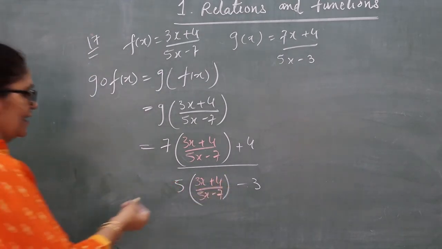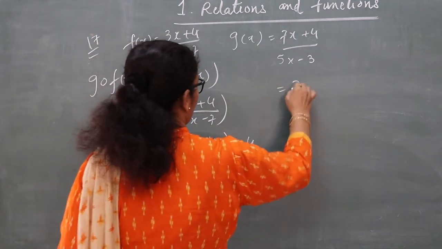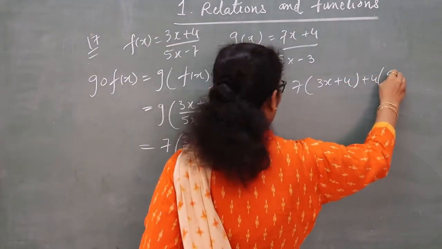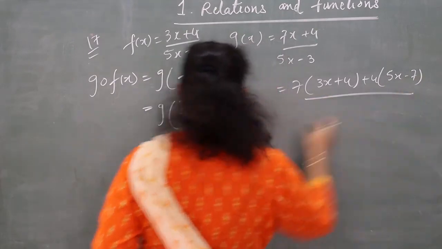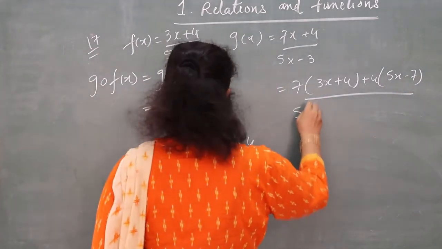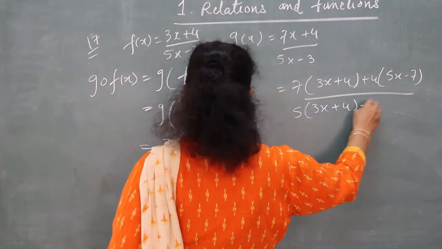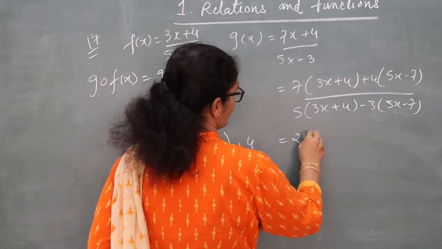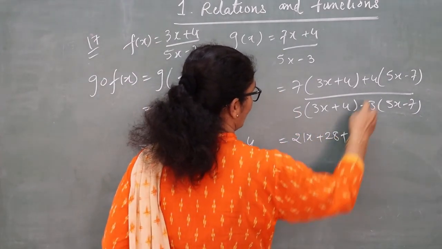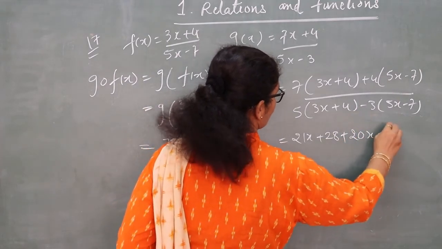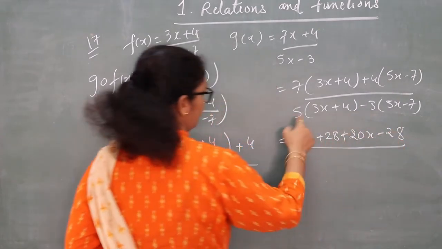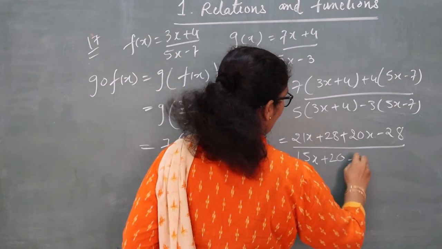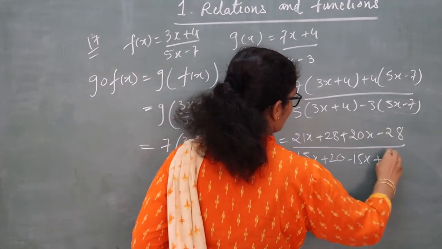Now the next step is the LCM. So take the LCM. What is it? 7(3x + 4) + 4(5x - 7). The denominator is again the same, so cancel it. 5(3x + 4) - 3(5x - 7). Open this bracket. 7 3s are 21x, 7 4s are 28, 5 4s are 20 and 7 4s are 28. Then 5 3s are 15x, 5 4s are 20, 5 3s are 15x and minus minus plus 21.